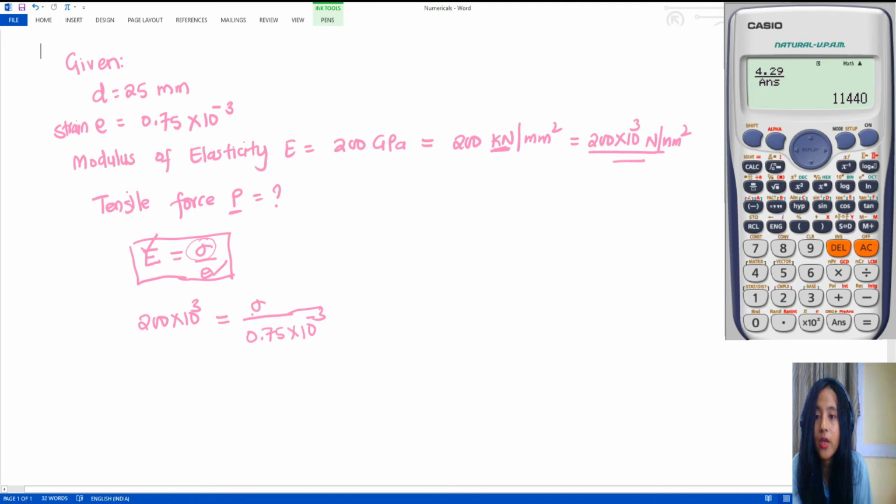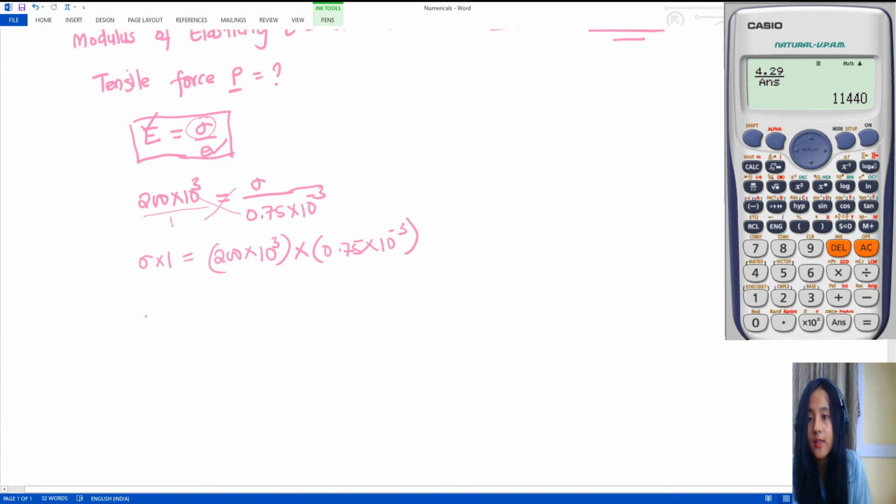Now from here, how do we find it? Let us imagine that there is 1 in the denominator. So cross multiply them. If you cross multiply, sigma will be multiplying with 1. So sigma into 1 equals 200 into 10 raised to power 3 into 0.75 into 10 raised to power minus 3. So you get this, right?